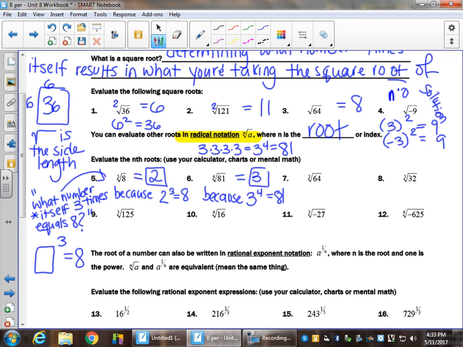Third root of 64. Try that one on your own. See if you can use your chart or your mental math. What number times itself 3 times is 64?